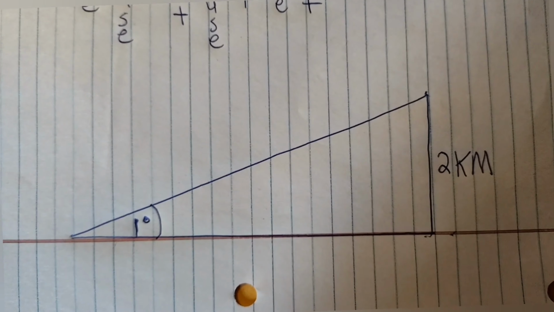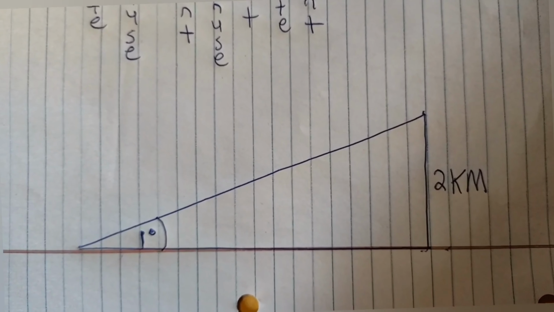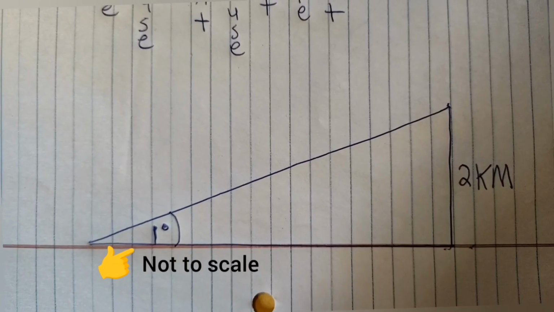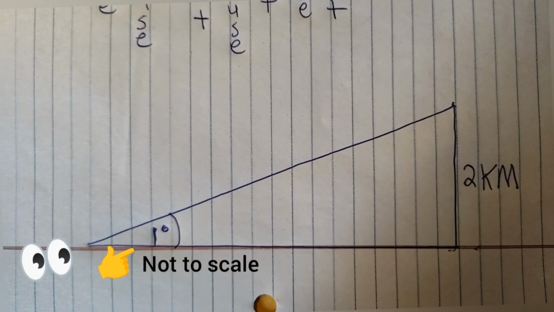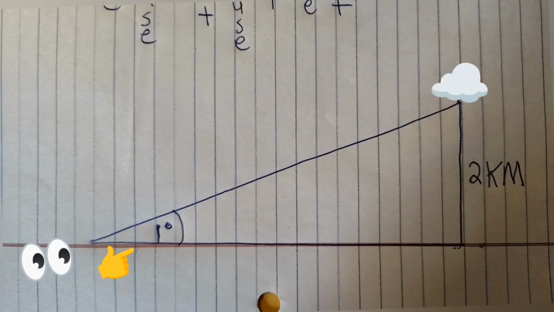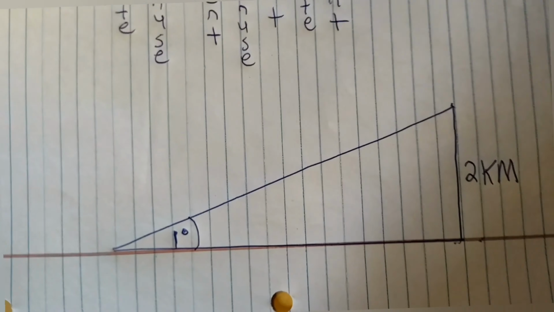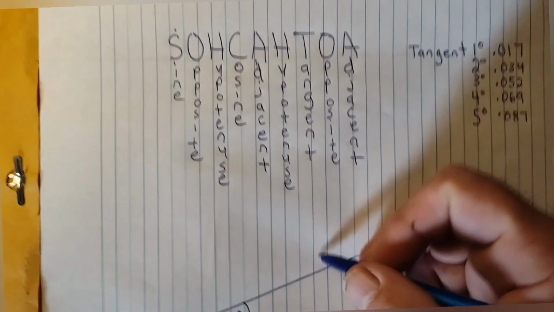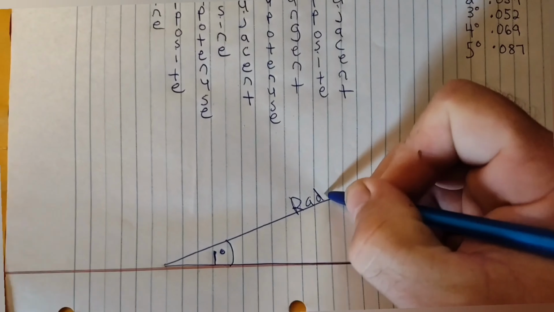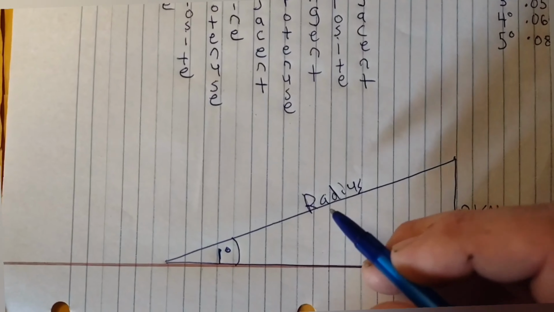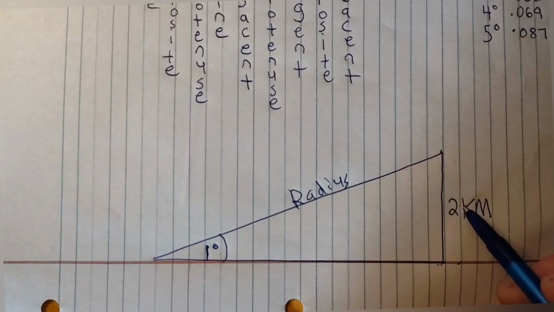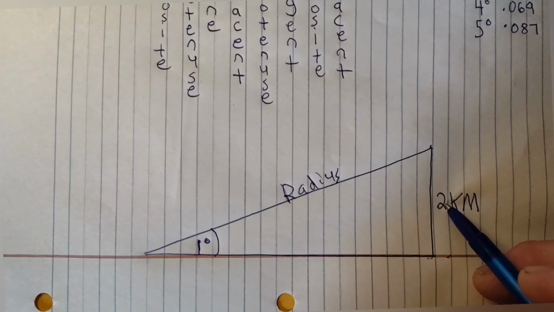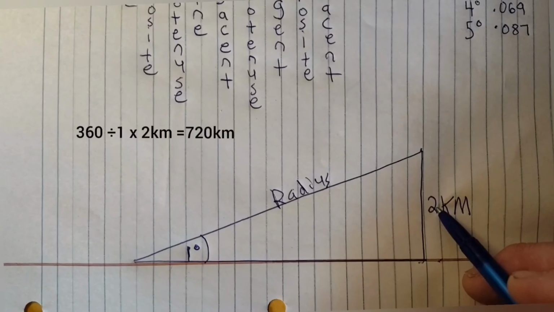But here, let's see what we have now. So what we have here is a 1 degree observer angle, or theta. Got a 1 degree theta, and we got a 2 kilometer cloud, we'll call it. So the hypotenuse, remember, if this is the tangent, then this is the radius. So this is the hypotenuse and the radius. So if this is 1 degree of the circle and it's 2 kilometers, then 360 degrees is 720 kilometers.